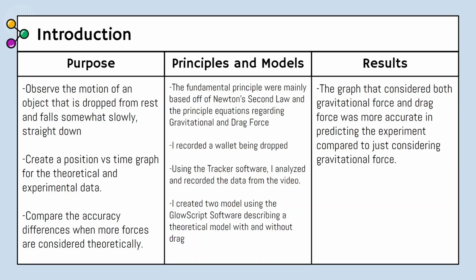So our purpose of the experiment is to observe the motion of an object that is dropped from rest and falls somewhat slowly, straight down. We also want to create a position versus time graph for the theoretical and experimental data. We also want to compare the accuracy differences when more forces are considered in our theoretical examples.